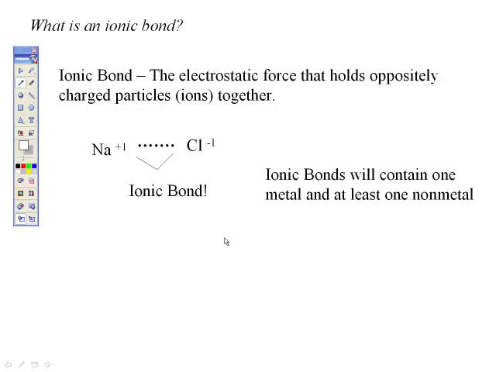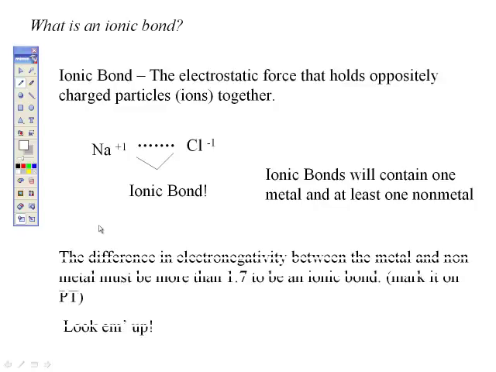Ionic bonds are always going to contain at least one metal and one nonmetal. So sodium, you can see, is on the left-hand side of your stair step on the periodic table. So there's your metal, and chlorine is your nonmetal. You can have more than one nonmetal, but you'll always have at least one metal. The difference in electronegativity between the metal and the nonmetal must be more than 1.7 to be an ionic bond.